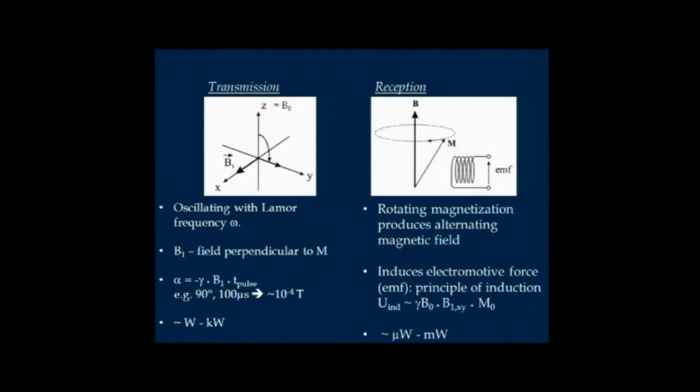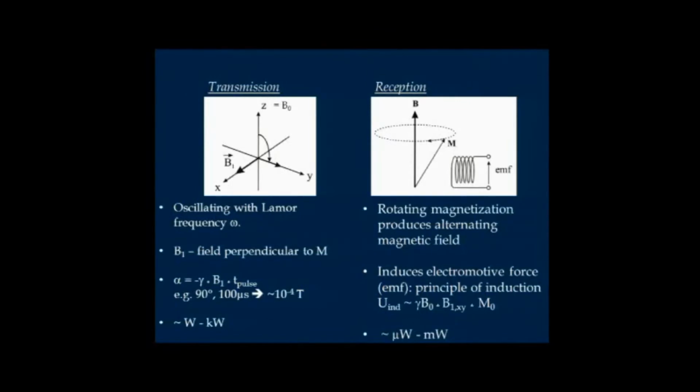And the B1, if this is perpendicular, that's important, has to be perpendicular to the main magnetic field. It is able to excite the spins and flip them, or the spin ensembles, into the XY plane so that your coil can receive it. This takes place at very reasonable powers, being in the range of watts to kilowatts. And this rotating magnetization within the XY plane then introduces an electromotive force within the coil.